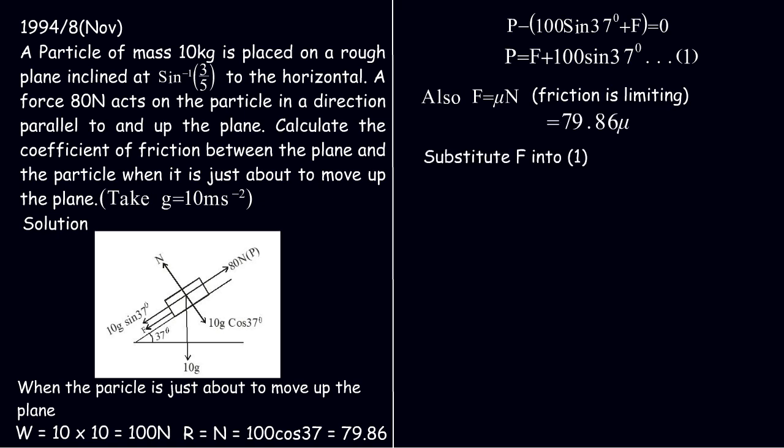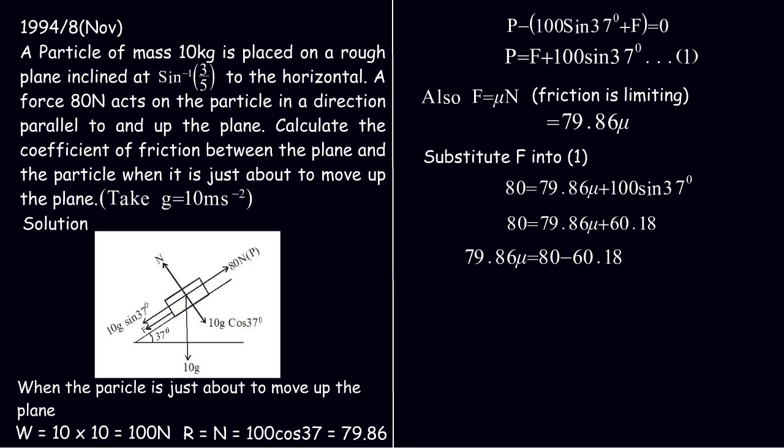Now substituting F into equation 1, it becomes 80 is equal to 79.86 mu plus 100 sin 37, and simplifying further it becomes 80 is equal to 79.86 mu plus 60.18. Collecting like terms, that is taking our numbers to one side, it becomes 79.86 mu will be equal to 80 minus 60.18, and dividing both sides by 79.86, mu will be equal to 19.82 divided by 79.86, which is approximately 0.25.